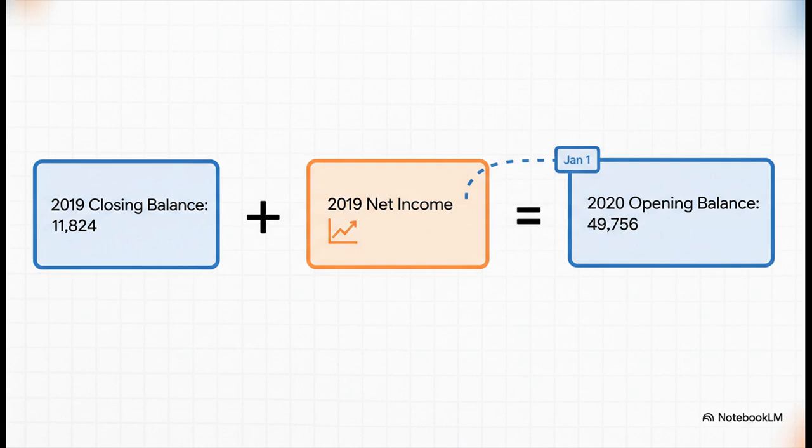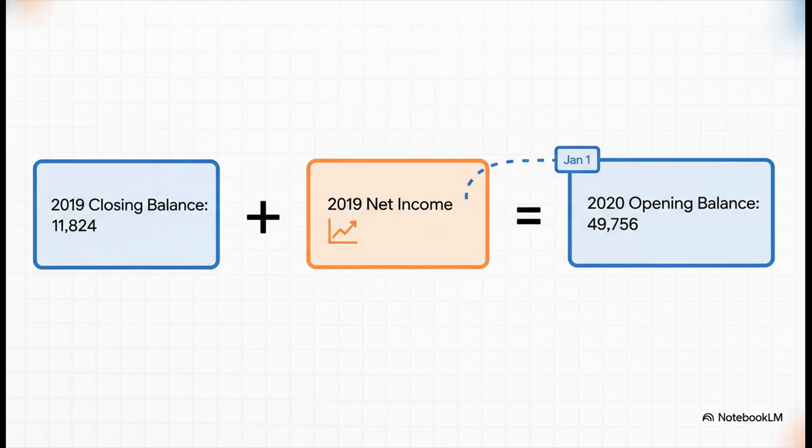And here's the solution. It's not a bug. It's not a system error. It's just accounting 101 playing out inside of D365. When you run the year-end close, the system calculates the entire profit or loss from the previous year and posts it as a single transaction to retained earnings on January 1st. So that 2020 opening balance is totally correct. It's the 2019 closing balance plus all of 2019's net income.